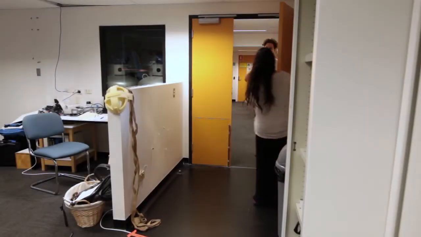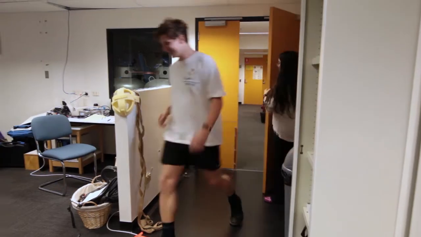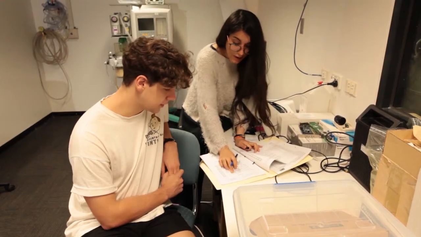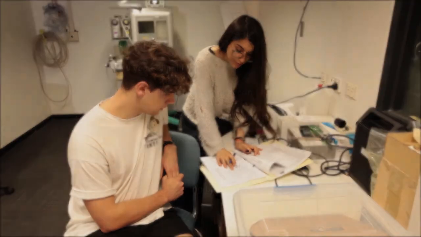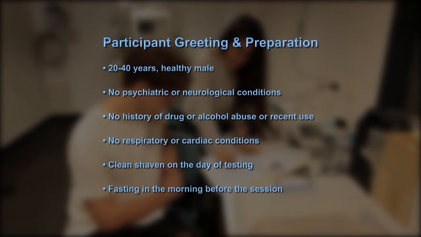In order that consistent and comparable data is acquired, participants are first interviewed to confirm their eligibility for the study. Participants should be healthy males of 20 to 40 years of age with no psychiatric or neurological conditions, no recent history of drug or alcohol use, and have no respiratory or cardiac conditions. Participants should arrive clean-shaven on the day of the experiment and having fasted for at least 6 hours.